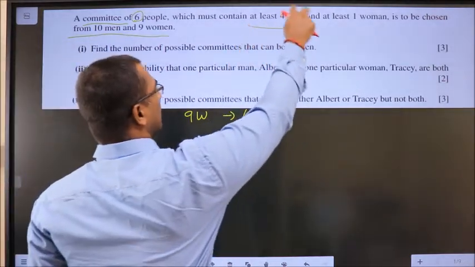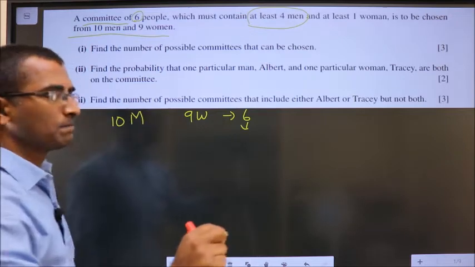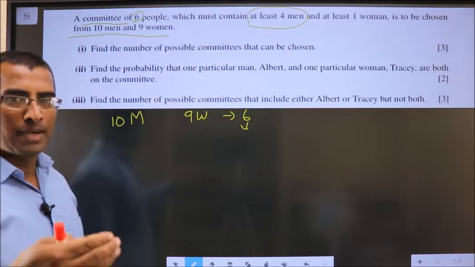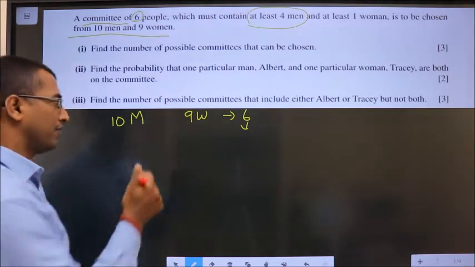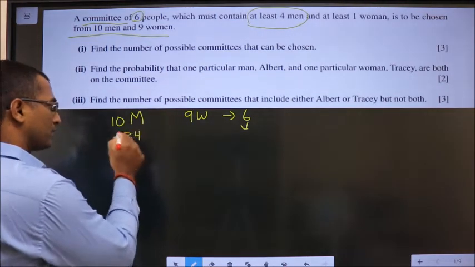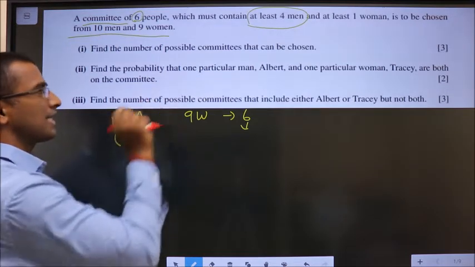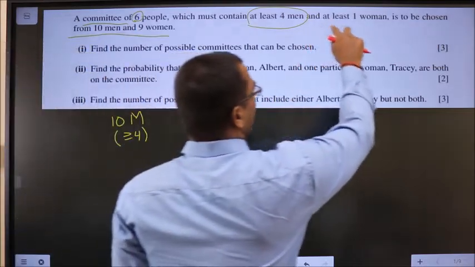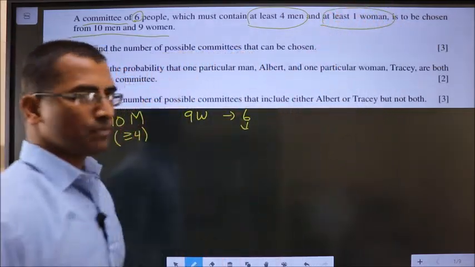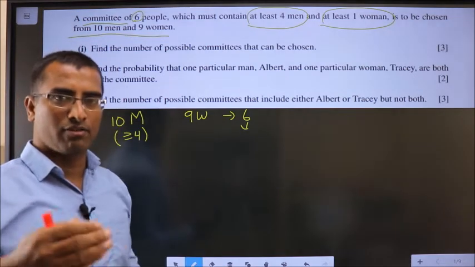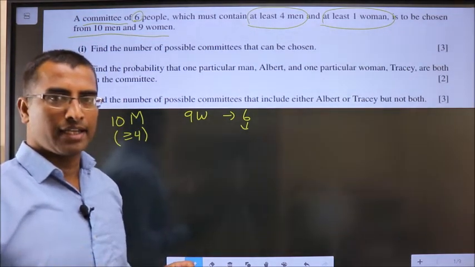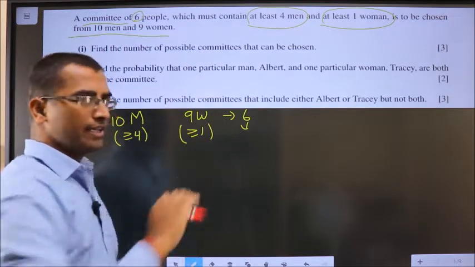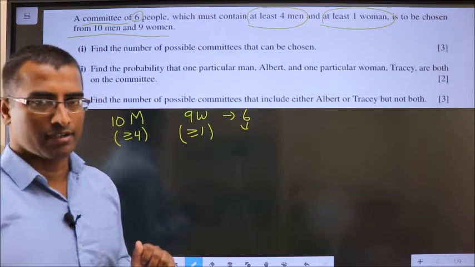The condition is at least 4 men. At least 4 means 4 or more. Mathematically, how do we write? We write greater than or equal to 4. This inequality satisfies at least 4. Next, and at least 1 woman. At least 1 means 1 or more. Mathematically, greater than or equal to 1. Clear? This is what is given so far.